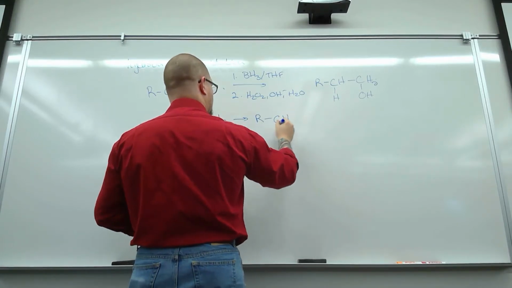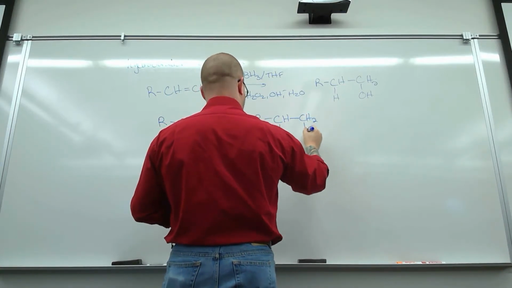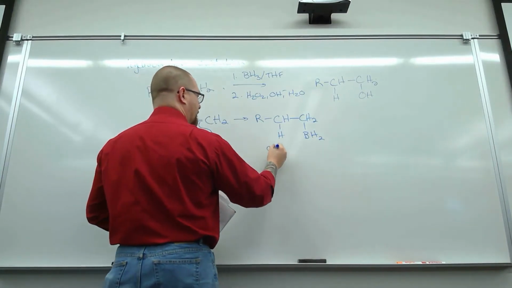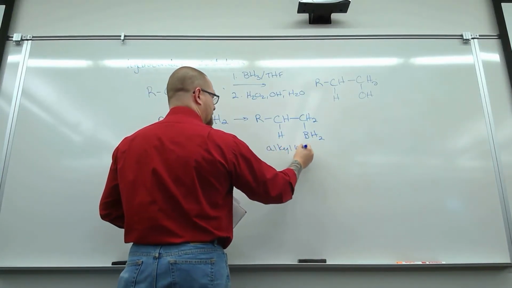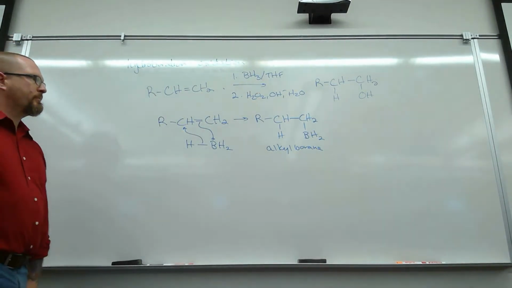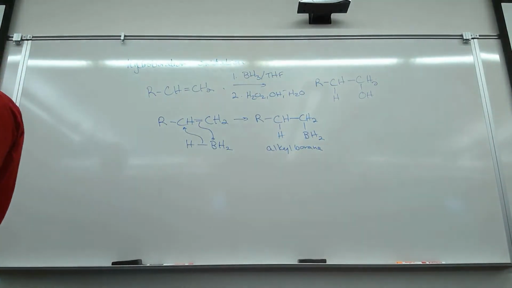Yeah, we can do that. So this is called an alkyl borane. Now, how many electrons are around that boron? 6. So it still has a vacant p orbital, which means it can do this again.